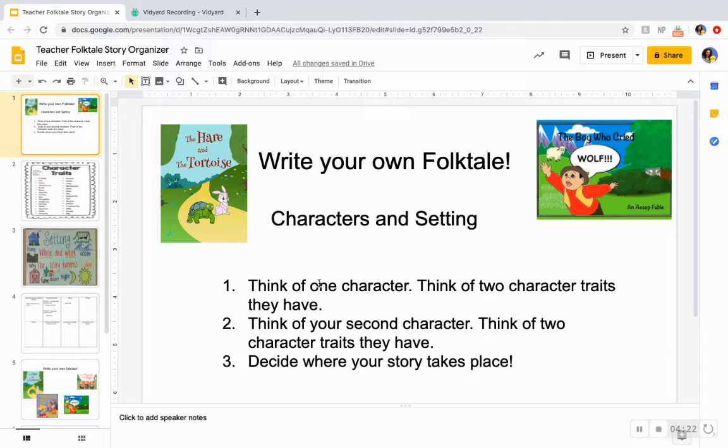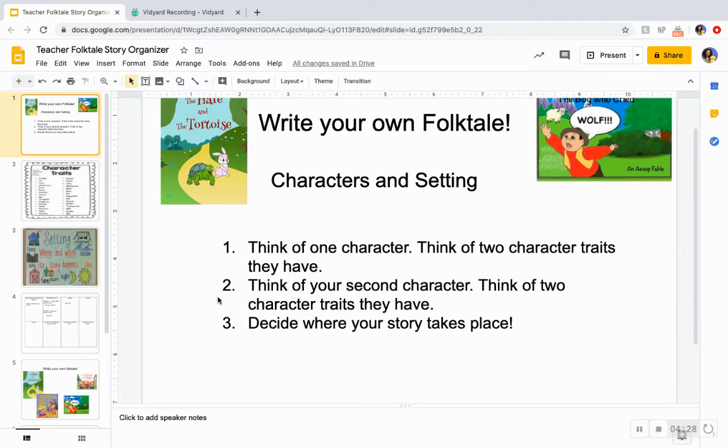So now that you've thought of your character and typed in the name and come up with two character traits and typed those in, we can move to number two. Number two says the exact same thing that number one says. I want all of our folktales and fables to have at least two characters. We're going to have two main characters, just like the hare and the tortoise, and just like the boy who cried wolf had the boy and then the group of townspeople. So we're going to do the same thing over again. Think of your second character and think of some character traits that they have.